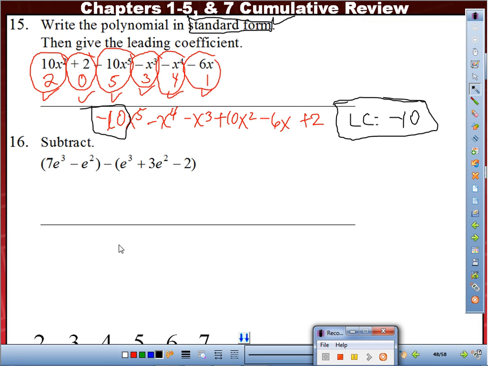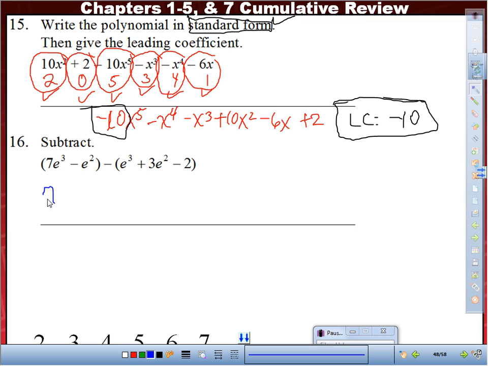16, here we go. Subtract. For this one, look at this parentheses right here. Does it have any sign in front of it? No, so I just rewrite this. This is 7e cubed minus e squared. This one has a negative in front of it, which tells us to change all these to their opposite signs. If this is a positive e cubed, it changes to a negative e cubed. This is a positive 3e squared, it changes to a negative 3e squared. This is a negative 2, it changes to a positive 2.